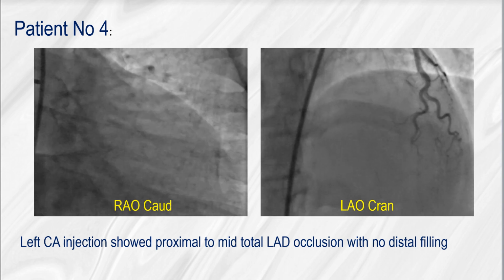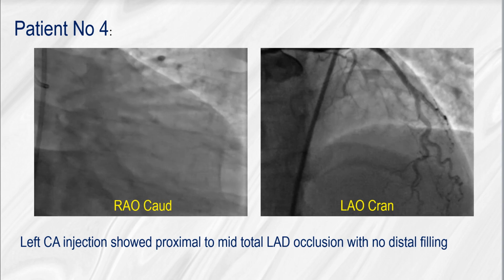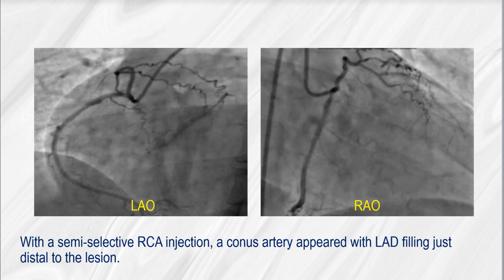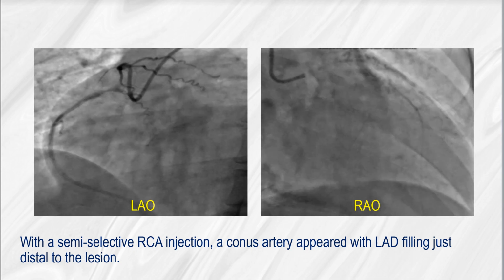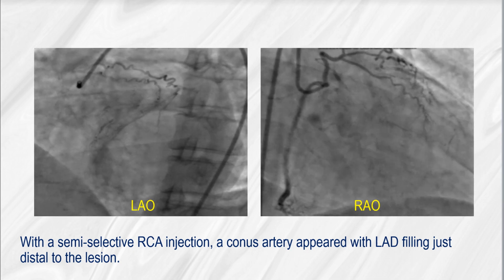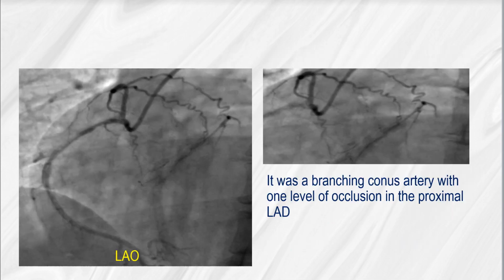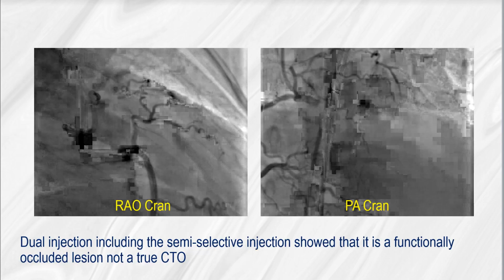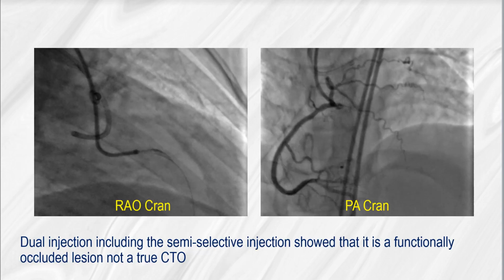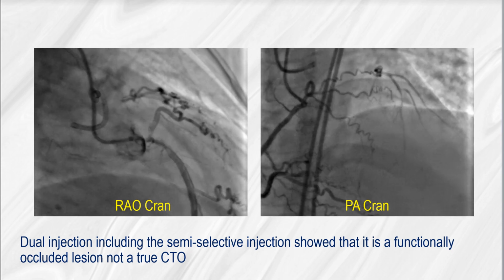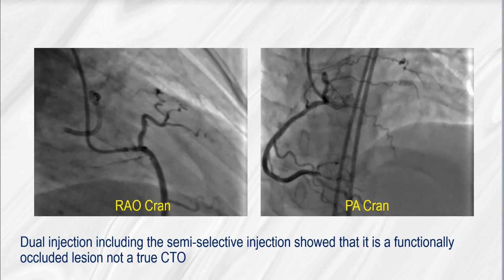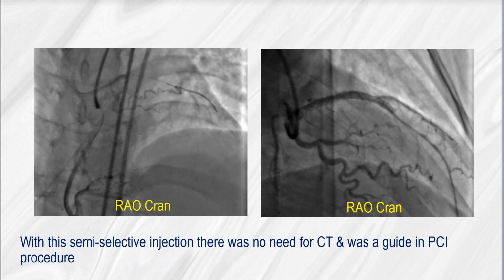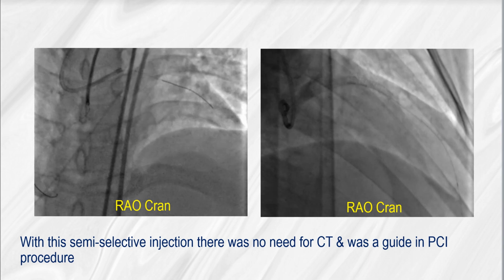Regarding the fourth patient, left coronary injection showed a proximal to mid total LAD occlusion with no distal filling. With a semi-selective RCA injection, a conus artery appeared with LAD filling just distal to the occlusion. It was a branching conus artery with one level of occlusion in the proximal LAD. Dual injection, including the semi-selective injection, showed that it is a functionally occluded LAD, not a true CTO. With this semi-selective injection, there was no need for CT and it was a guide in the PCI procedure.